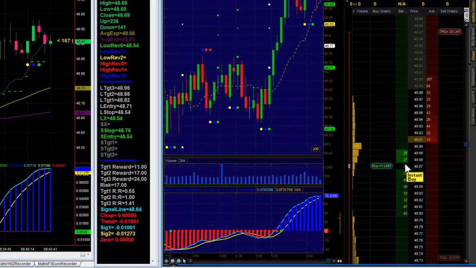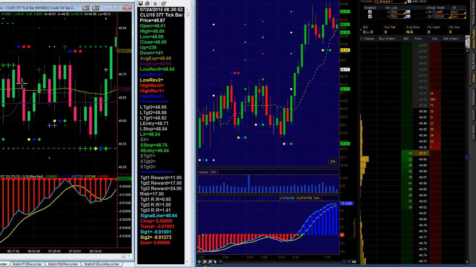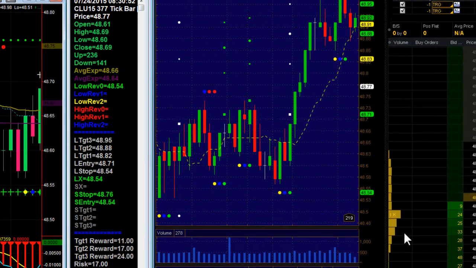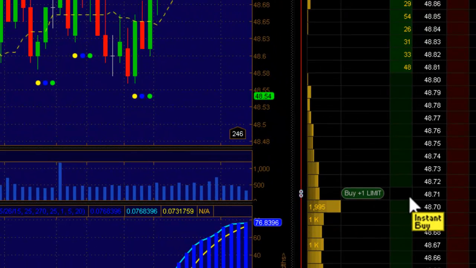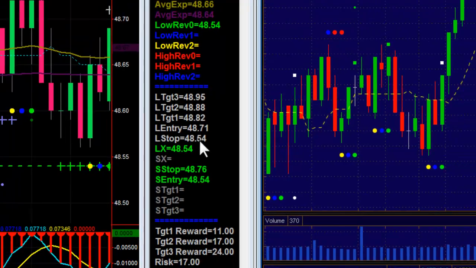For example, in this last trade, I'll just show you, this is before our start time. Market's pretty choppy, but there's a setup right there at 48.71. So if I'm over here in the platform, I could place it at 48.71. And then once the trade is placed, I can move my target to 48.88 and my stop to 48.54. Like this, the trade is quite straightforward and easy to manage.